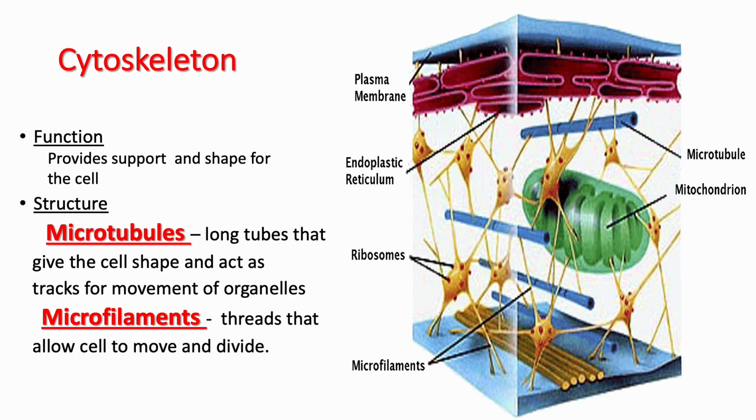Okay, the cytoskeleton, there's two parts to the cytoskeleton, the microtubules and then the microfilaments. The cytoskeleton provides support and shape for the cell. The microtubules are long tubes that give the cell shape and act as tracks for the movement of the organelles. And then the microfilaments are threads that allow the cell to move and divide.